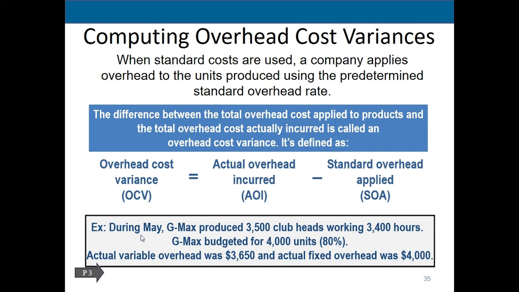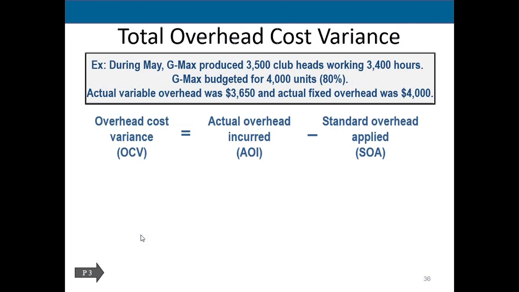Okay, so here we go again. During May, GMAX produced 3,500 club heads working 3,400 hours, which was good. GMAX budgeted for 4,000 units, remember 80%. Actual variable overhead was $3,650. Actual fixed overhead, though, was going to be $4,000. Remember, that didn't change at all. So let's look at how that works.